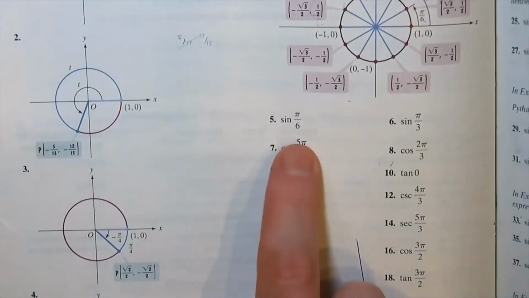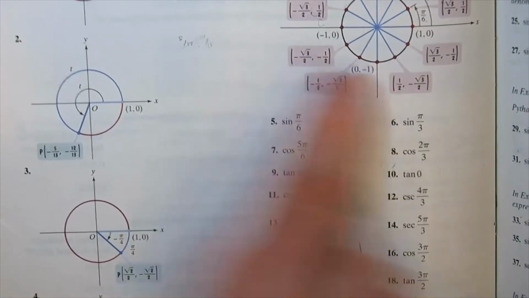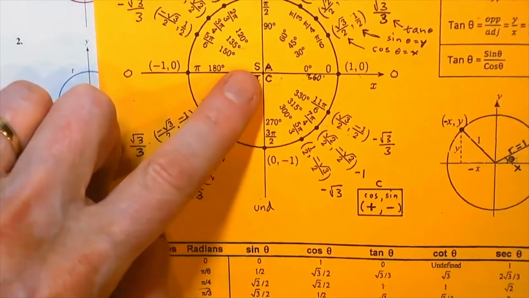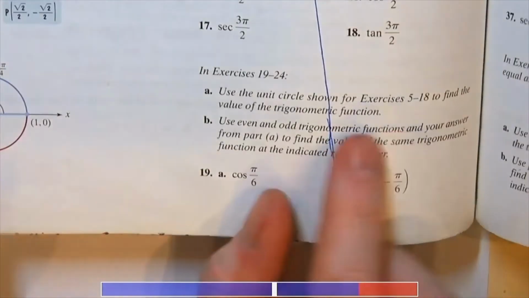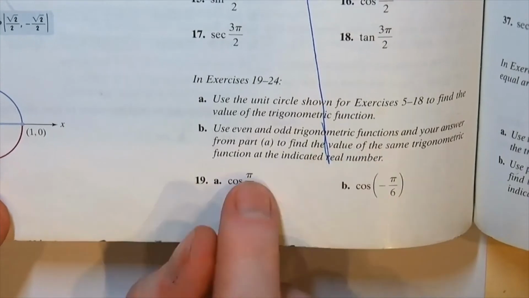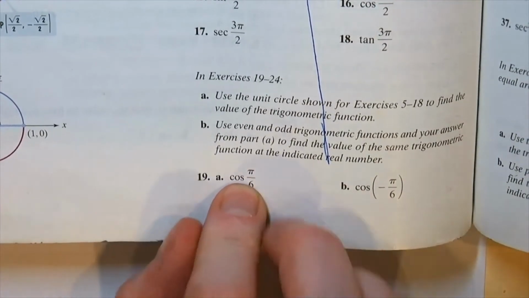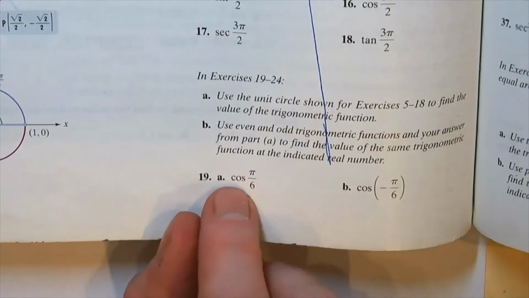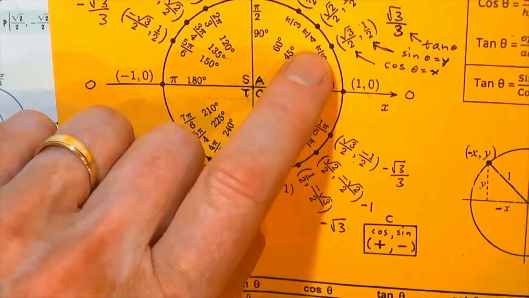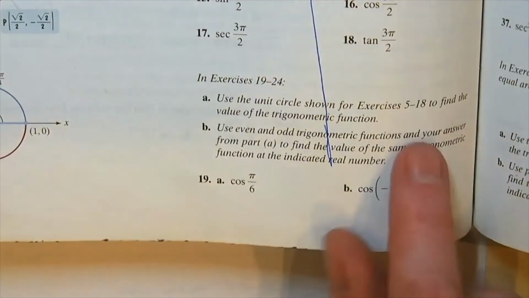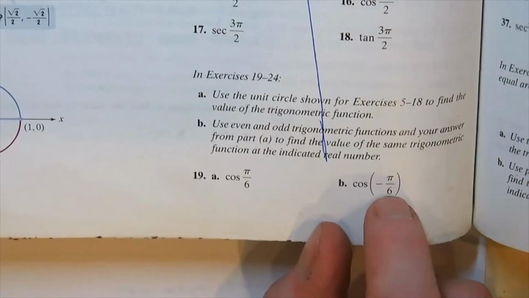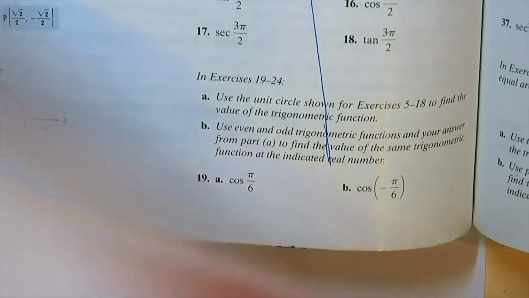We talked about these. You could use your calculator or look them up on here. When you get to 19, it says use even and odd functions. A little confused. Take just the same thing. The instructions are more confusing than the work. Cosine of pi over 6. Once again, you can use a calculator, or you can just go pi over 6, cosine, there it is. What's this? That means go backwards.